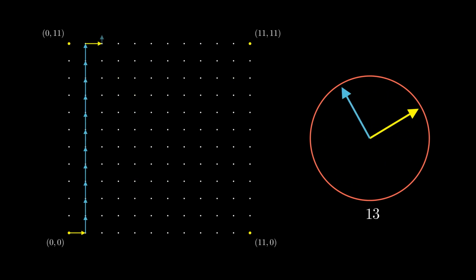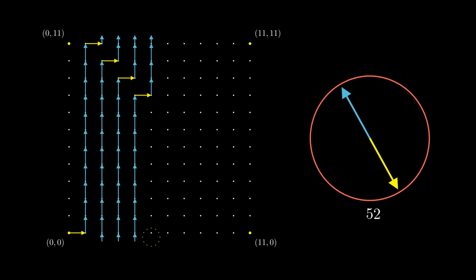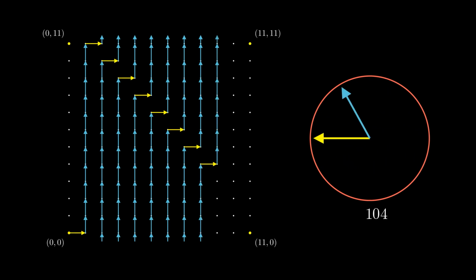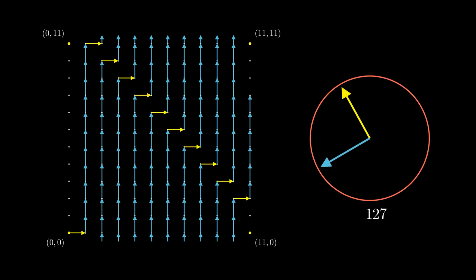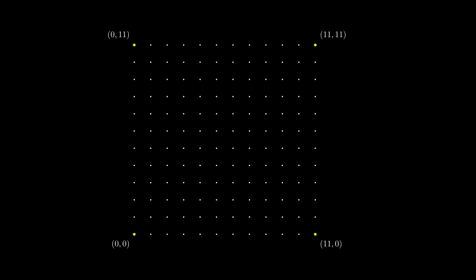A valid sequence looks like this. Paths never cross each other and it visits all lattice points in exactly 144 movements. The key feature of the valid sequences is that they are periodic with a period of 12.